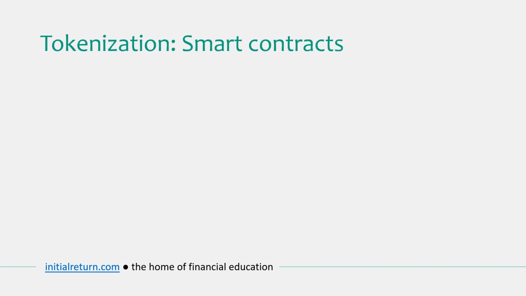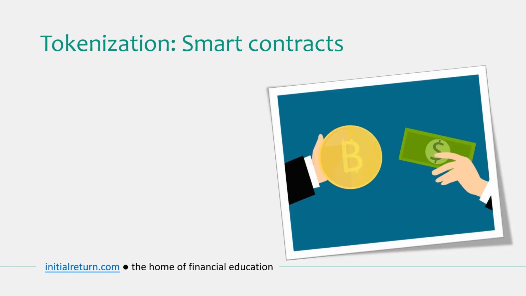And the second key innovation in this area is tokenization. So Bitcoin was the first popular cryptocurrency, but since then, there have been lots of them around, and the key turning point was the introduction of Ethereum, and with that we started seeing smart contracts all over the place.